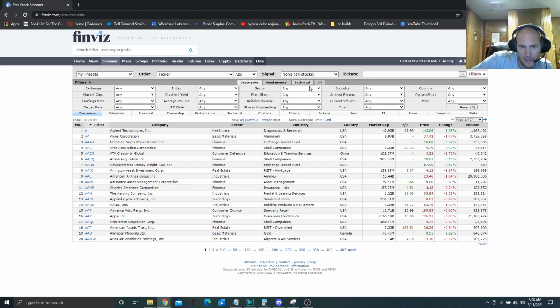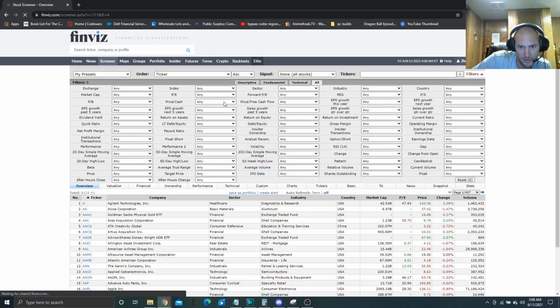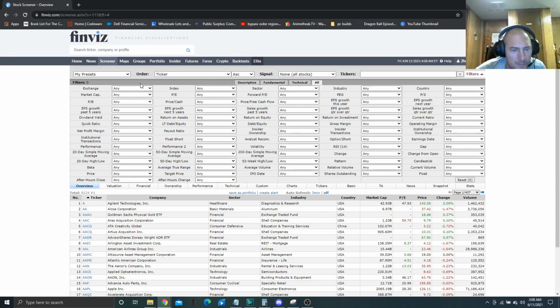First of all, I like to leave mine as the descriptive, fundamental, and technical tabs. You can click this all tab and it'll show you basically everything. Then it gets a little bit crazy. I like to leave mine as just the single, but some people like it like this. So let's just go over these.